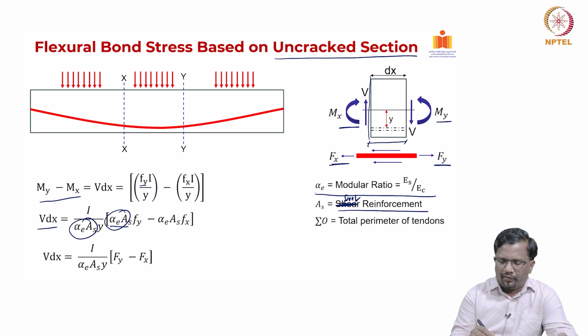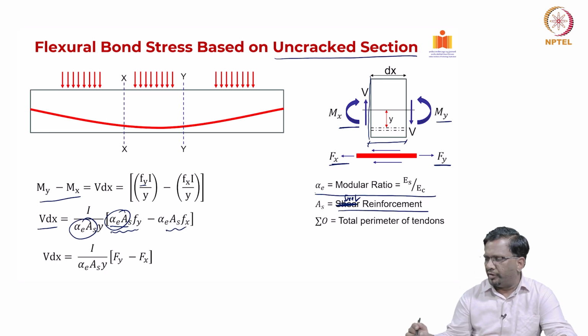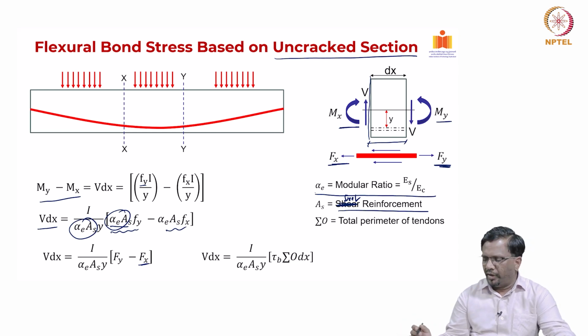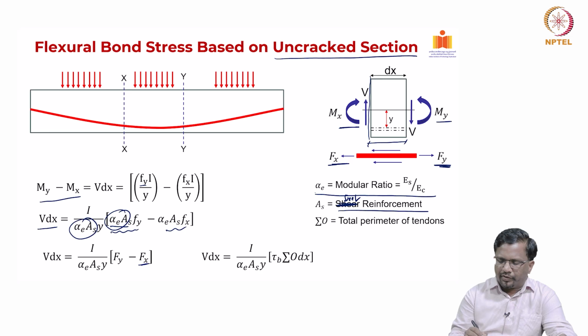So, in a way we can write this as the force at the location Fy minus the force at the location section x. Okay, so that is V into dx. Now, what is the difference between Fy and Fx? That is what we are trying to calculate, which is nothing but this difference in the force.